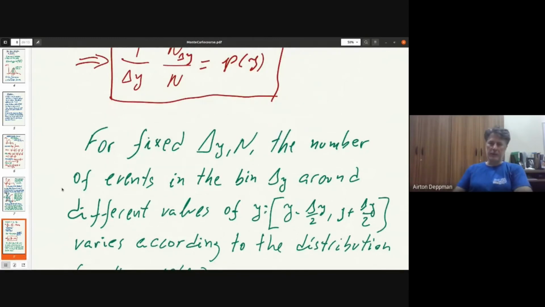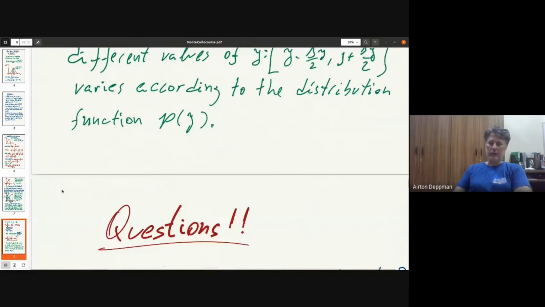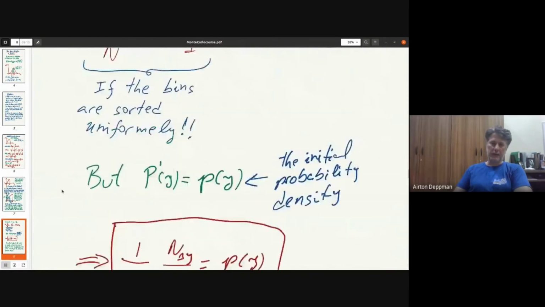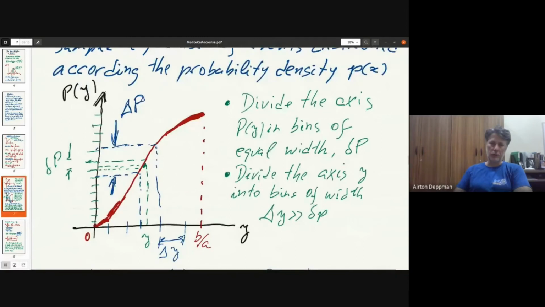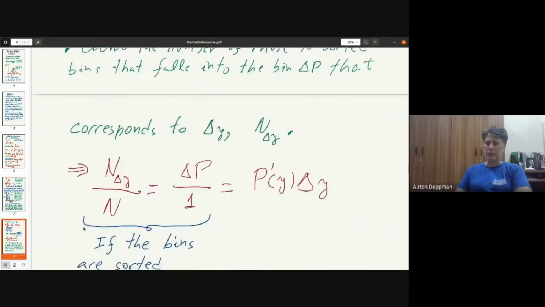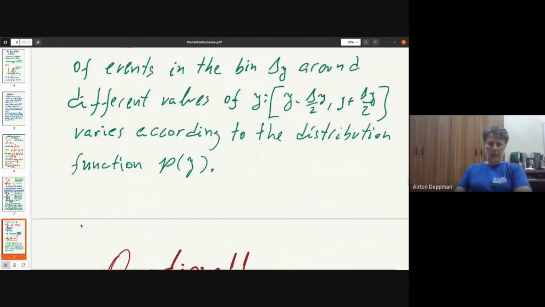And as you see, the important fact is to sort uniformly this distribution. So this is also challenging in all practical applications, and is an important aspect of the Monte Carlo method, to learn how to sort uniformly distributions or quasi-uniformly distributions.